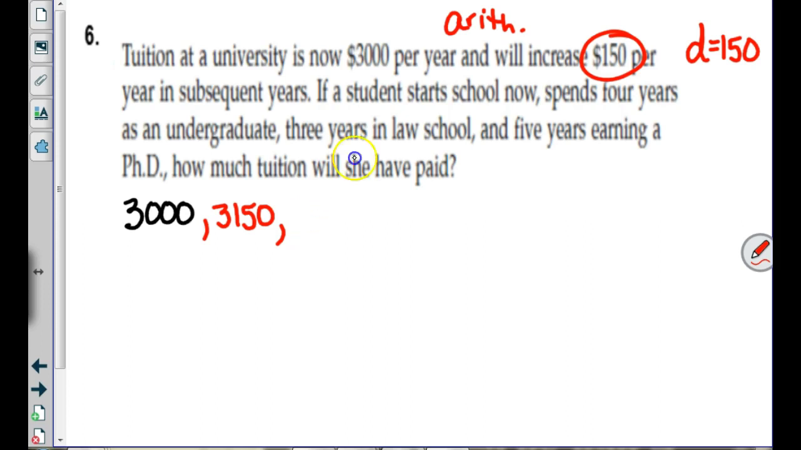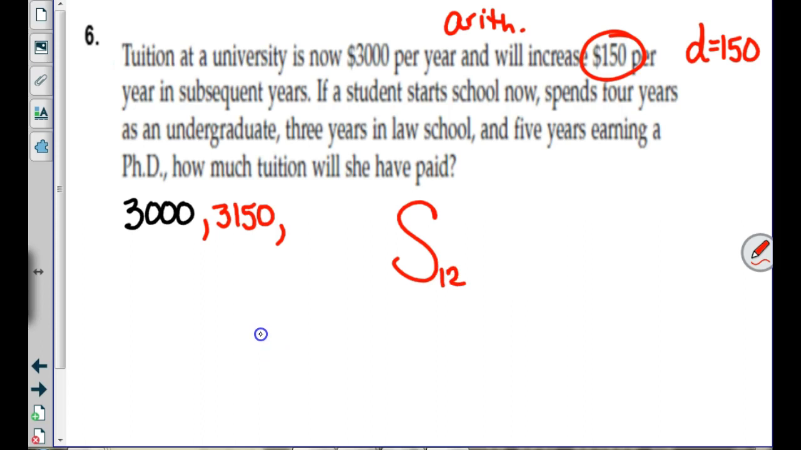Okay. Starts school now, spends 4 years as an undergraduate, 3 years in law school, and 5 years as a PhD. How much tuition will she have paid? Okay, so how many years is she going to go to school? 4, 3 is 7, and 5 is 12, right? We're good? Okay, so she needs the sum of 12 years, yes? What kind of a sequence is this again?